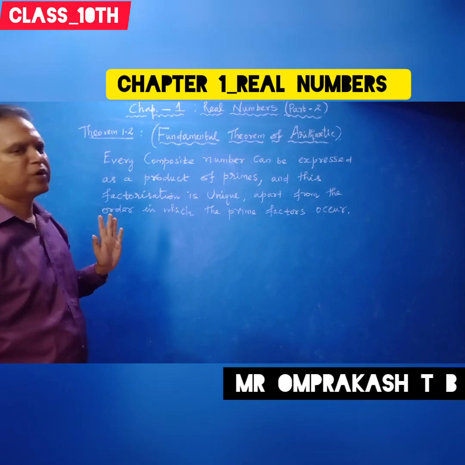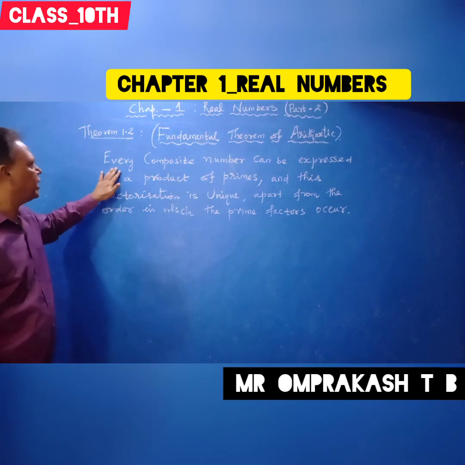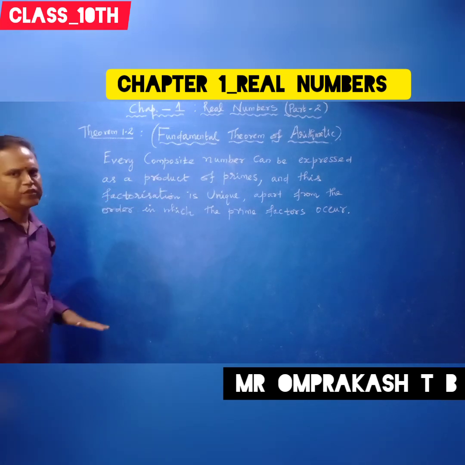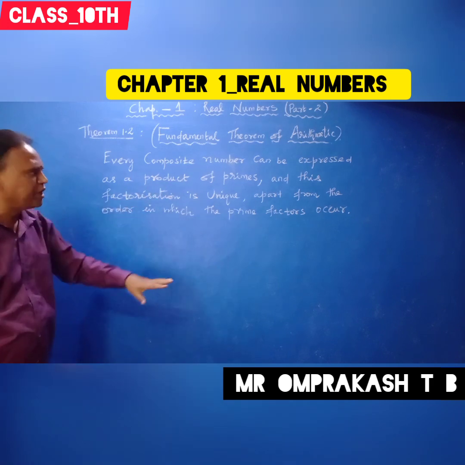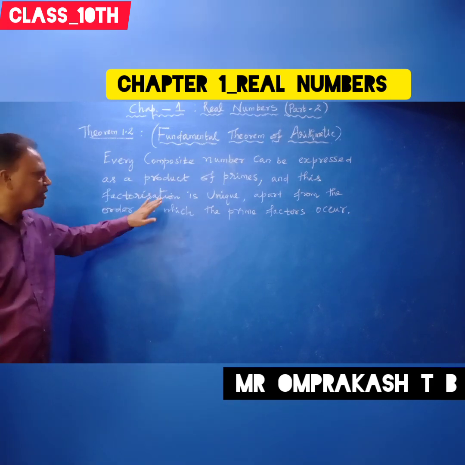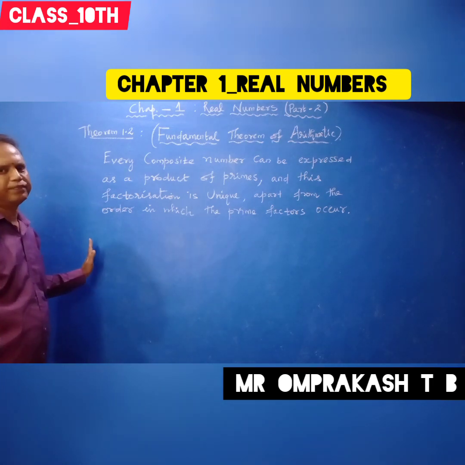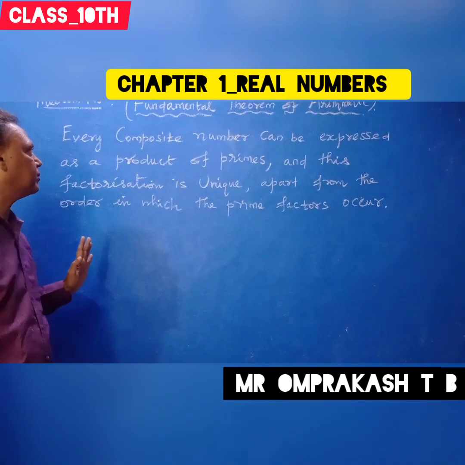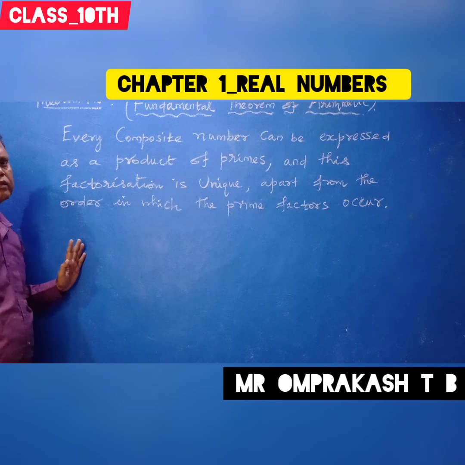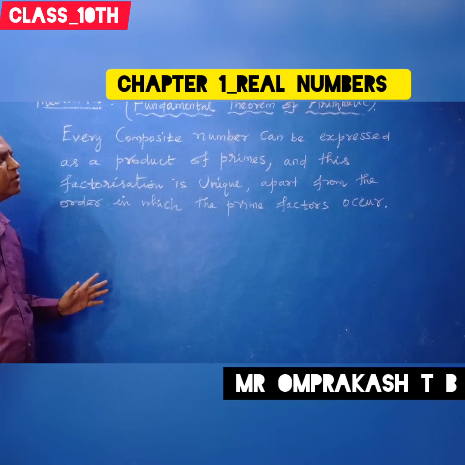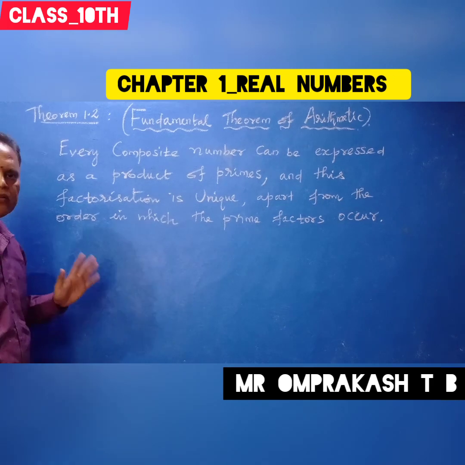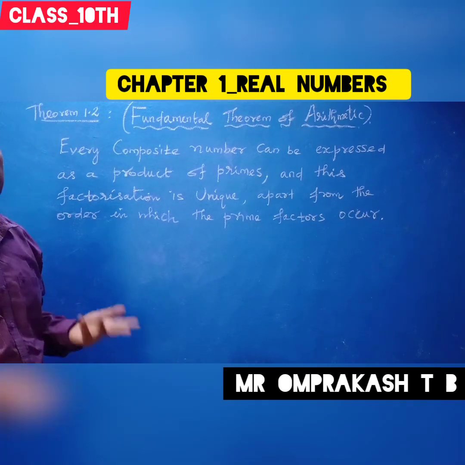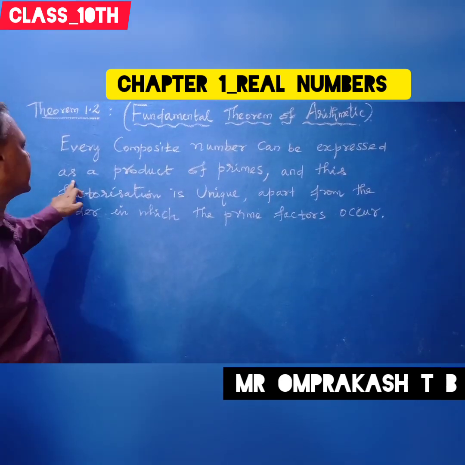Fundamental theorem of arithmetic: every composite number can be expressed as a product of primes, and this factorization is unique apart from the order in which the prime factors occur. First you should know what a composite number is. A number having more than two factors is a composite number. Starting from 4, 6, 8, these are composite numbers. That number can be expressed as a product of primes.